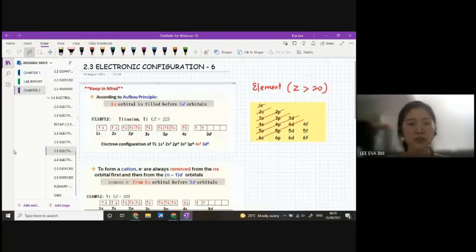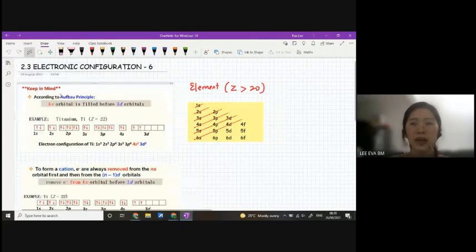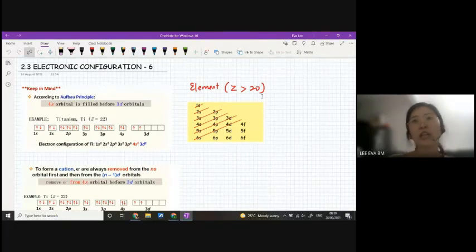Alright, okay, let's move on to the next one. After you know how to identify the electronic configurations for ions, either cation or anion, the next thing is, what if the element has a proton number more than 20? Because when the proton number gets higher and higher, the total number of electrons also increases. Then it will fall into 4s and 3d. If you still remember, Madam said that when it goes into 4s 3d, it is something very complicated, and you must follow the rules accordingly.